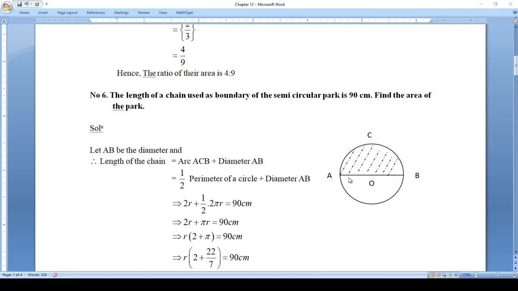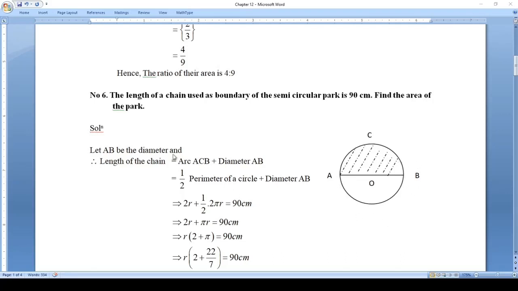That means what? It is the length of the circumference of half a semicircle, plus the length of this diameter, is the length of the chain. Now arc ACB plus AB, the diameter, is the total length of the chain. Now this is the thing that is given, and we have to find the area of the whole park.